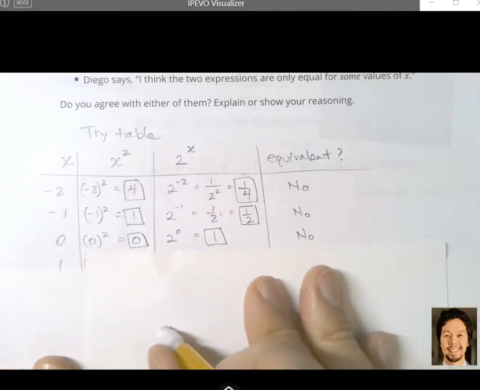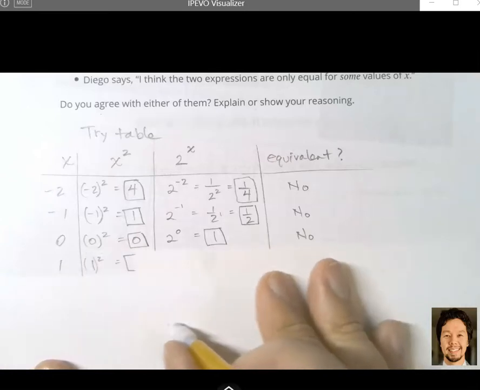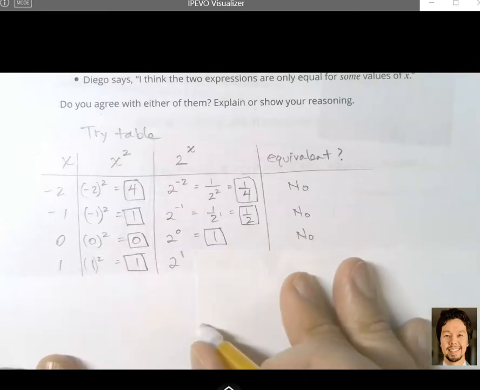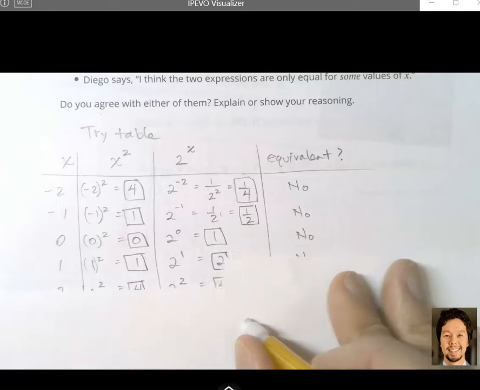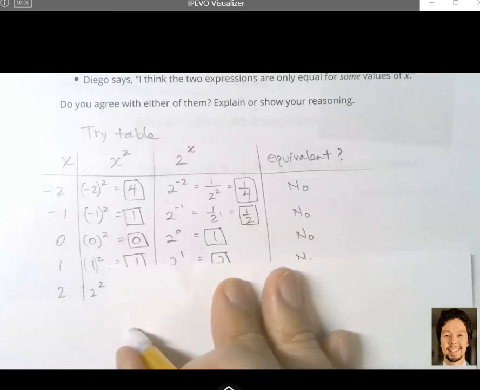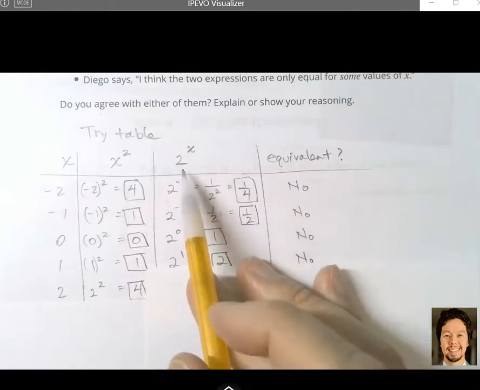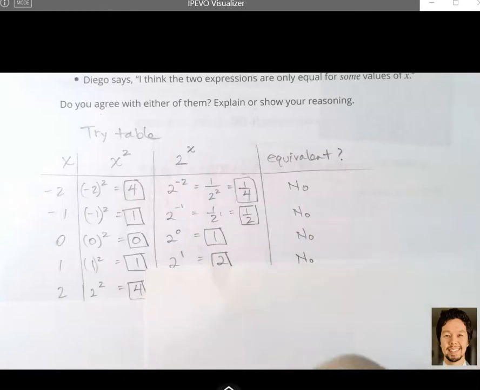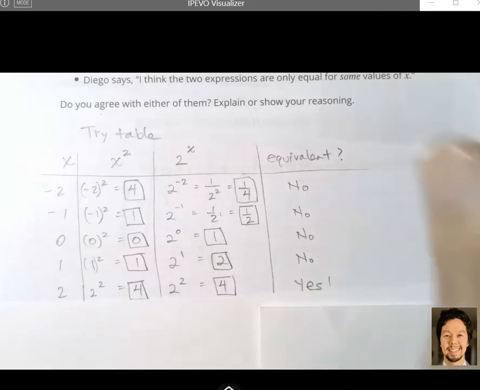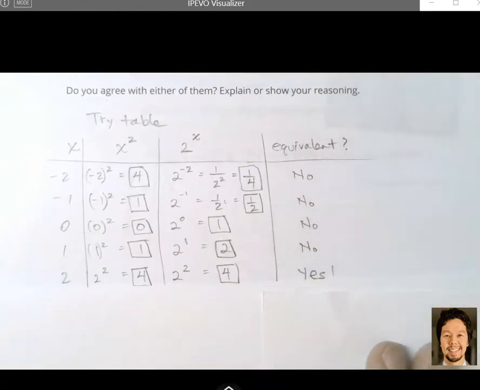Let's try +1. 1 squared is 1, and 2 to the 1st power is 2. Still not equivalent. Let's try 2. 2 squared is 4, and when we substitute 2 in for x, we also get 2 squared. So naturally, these are equivalent. Okay, so how might we get the complete answer here in case there's more than one value of x that makes these two expressions equivalent?